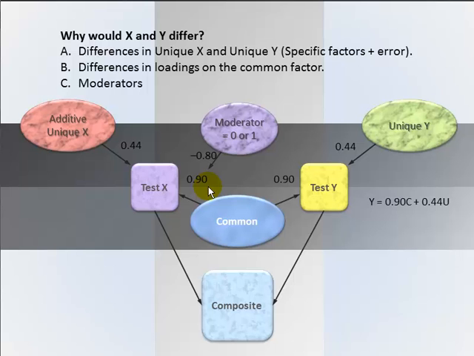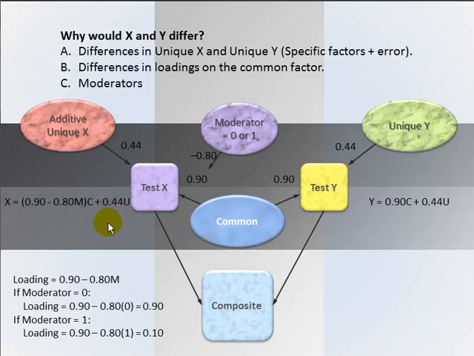The formula for X is a bit different than the formula for test Y. So here we have X equals some coefficient here, but now it's a dynamic coefficient. It depends on M, times C. So here we have C times some sort of coefficient, a coefficient that changes depending on the value of M. Then we have the coefficient for the unique component of X here. So what does this mean? Well, this coefficient, this loading, is dynamic. It equals 0.9 minus 0.8 times M. And M can be either a 0 or a 1.